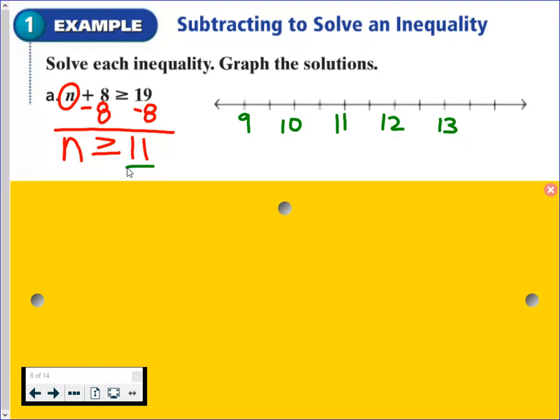0 does not have to be in the middle. That's actually called a misconception. 0 does not have to be in the middle. Open circle at 11. Oh no, wait. Closed circle at 11.